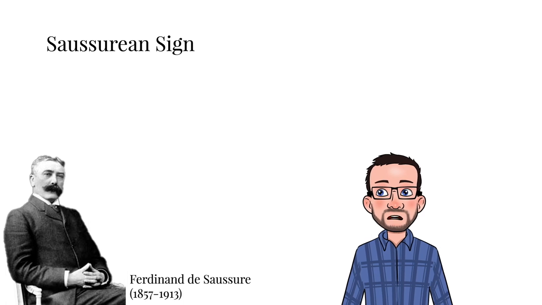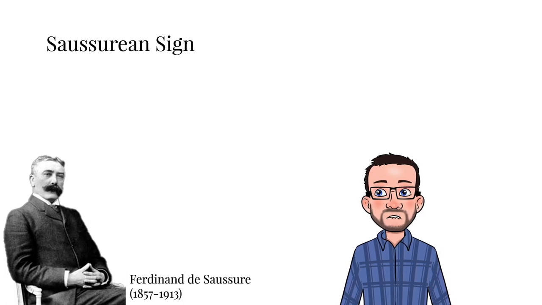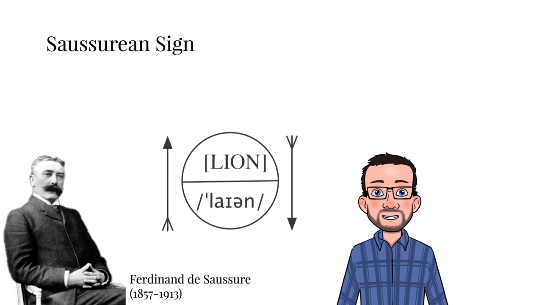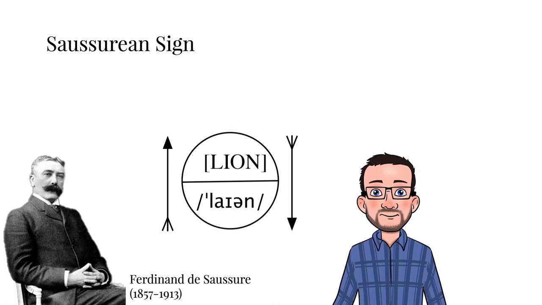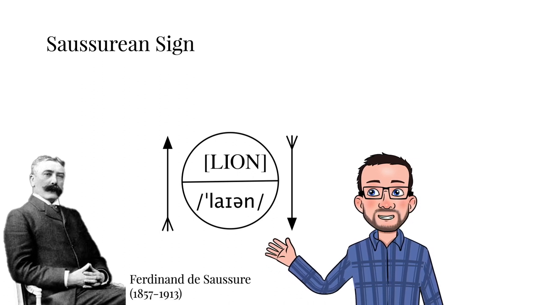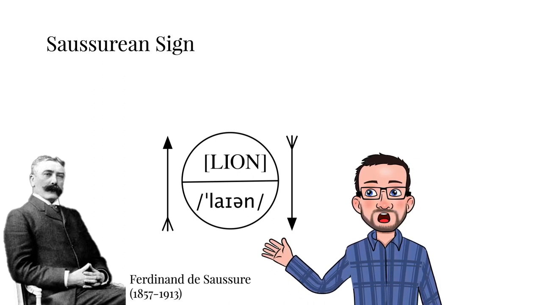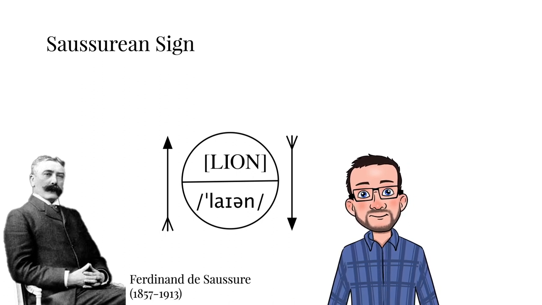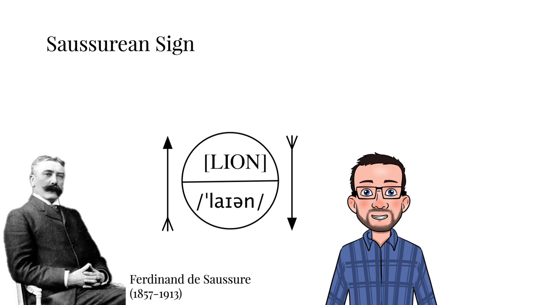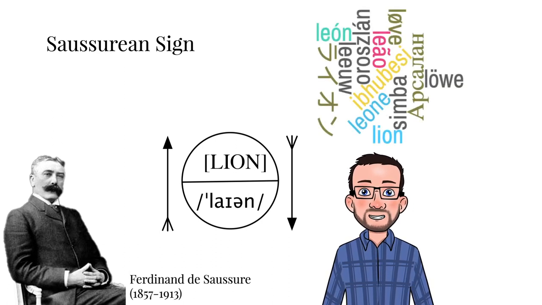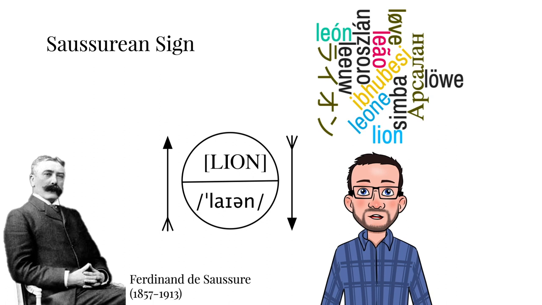Ferdinand de Saussure introduced the Saussurean sign as an arbitrary, or conventional, mapping between what he called an acoustic image and a concept. The example you see here is a representation of the word lion in phonemes and its relation to the concept of a lion. The word arbitrary means that there is no necessary relation between the two sides of the sign. Indeed, different languages have different words for the concept of a lion.